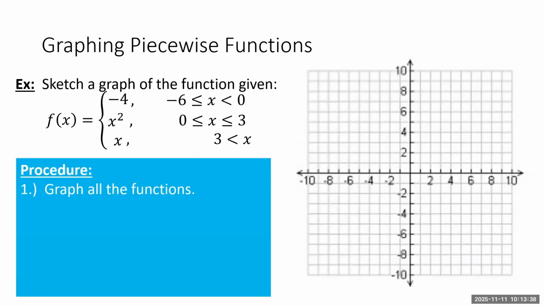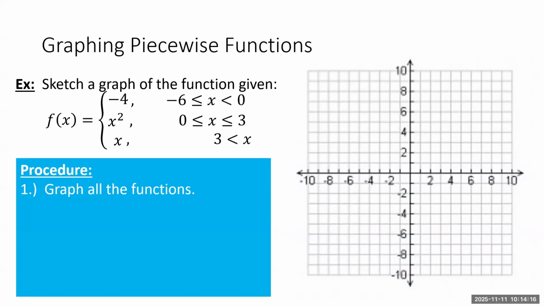Now we're going to graph piecewise functions. I've got a picture of an XY grid. The x values go from −10 to 10, and the y values go from −10 to 10. And I am asking you to sketch a graph of the function given. We have a piecewise function. Formula 1 is −4, and that domain is −6 ≤ x < 0. Formula 2 is x², with its domain 0 ≤ x ≤ 3. And formula 3 is x, with the domain of 3 < x.